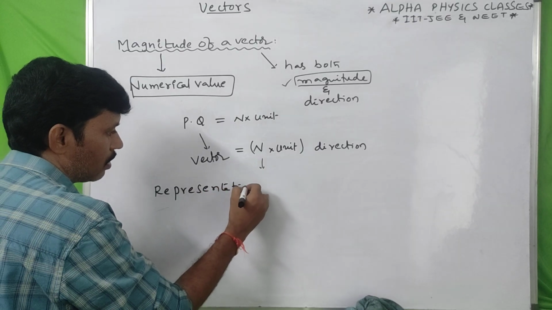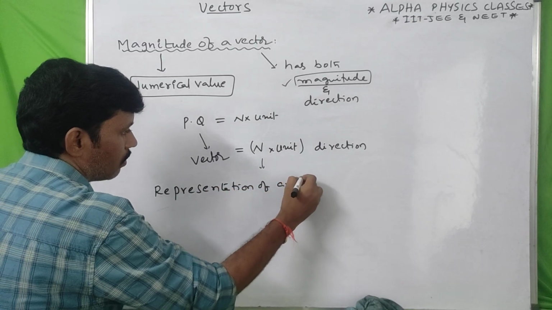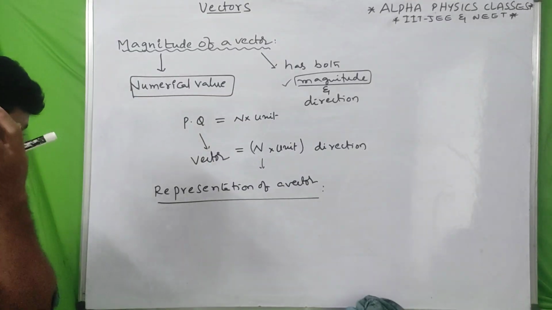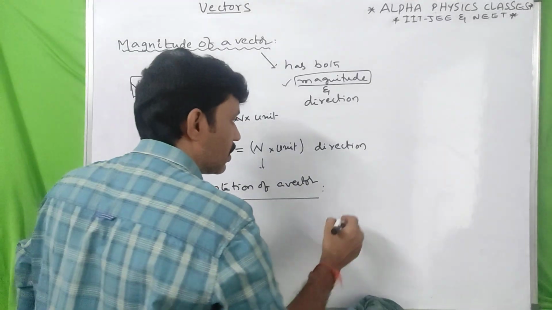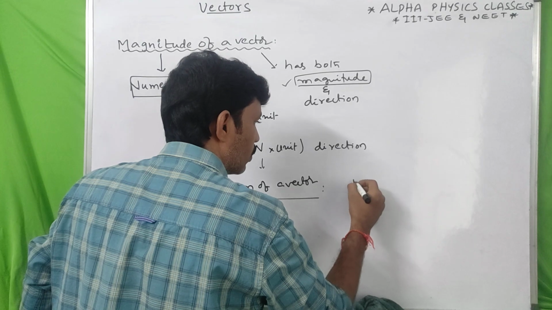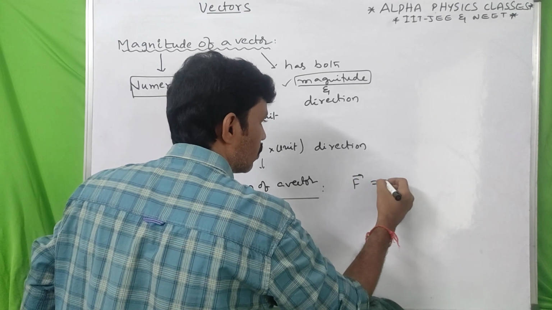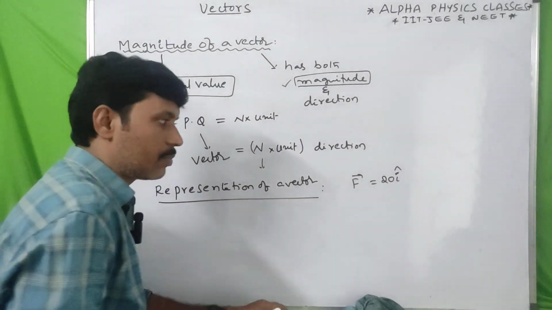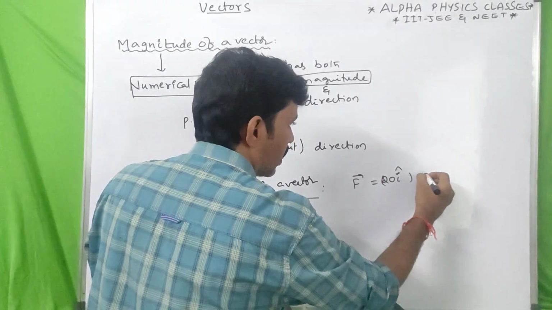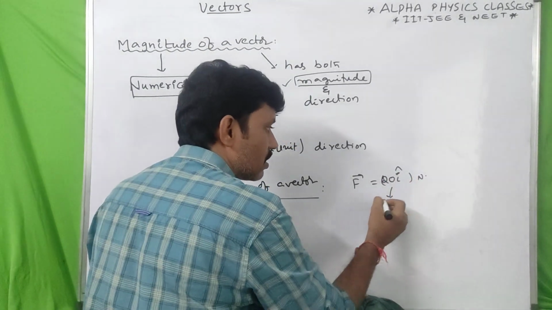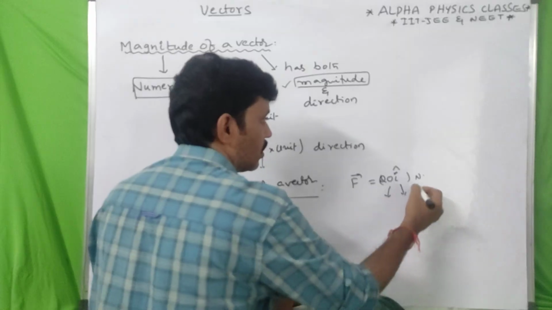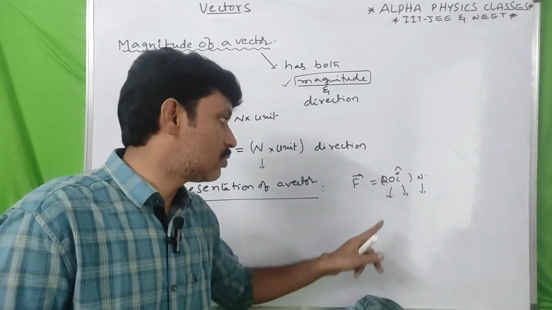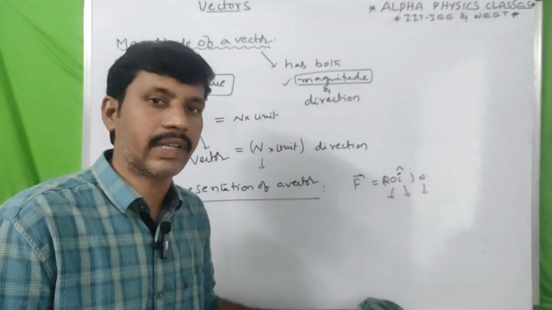Representation of a vector. You already know that in one dimension it can be written as, for example, force vector F bar along x direction only, 20 i cap newtons. Here 20 is the magnitude, i cap is the direction, and newton is the unit. I indicates the direction, newton is the unit, and 20 is the magnitude of that vector.